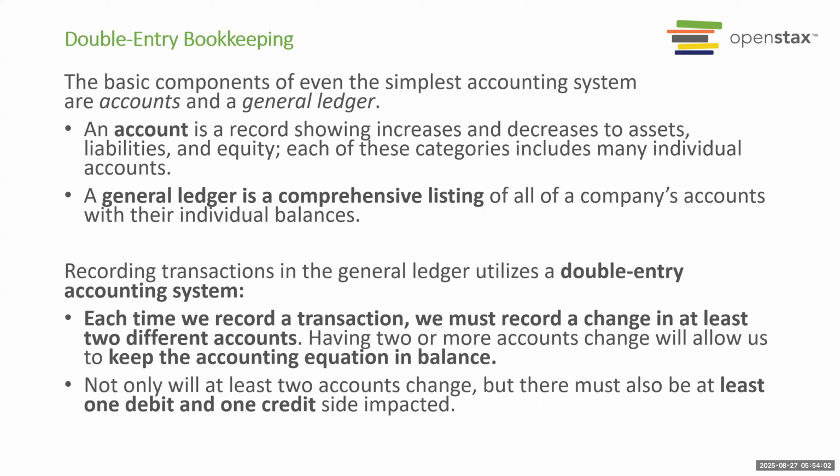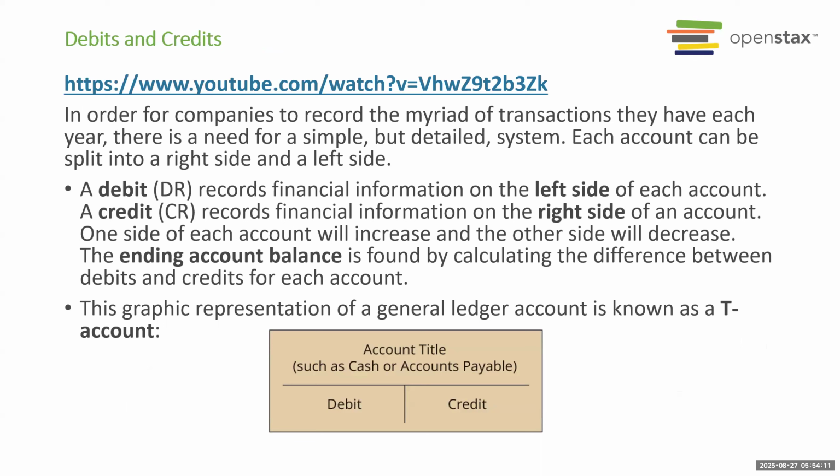So we must at least have two accounts, one with a debit and one with a credit balance to be impacted. So in order for companies to record myriads of transactions they must have each year, there is a need for a simple but detailed system. Each account is split into right side and left side, debit or credit balances, as you see at the bottom. A debit balance or debit entry is the left side and a credit entry is the right side. The ending balance is the difference between the two of those. Below is a T account.